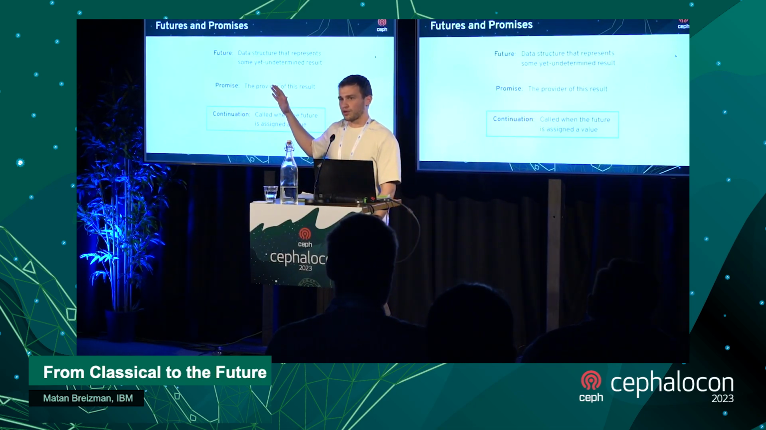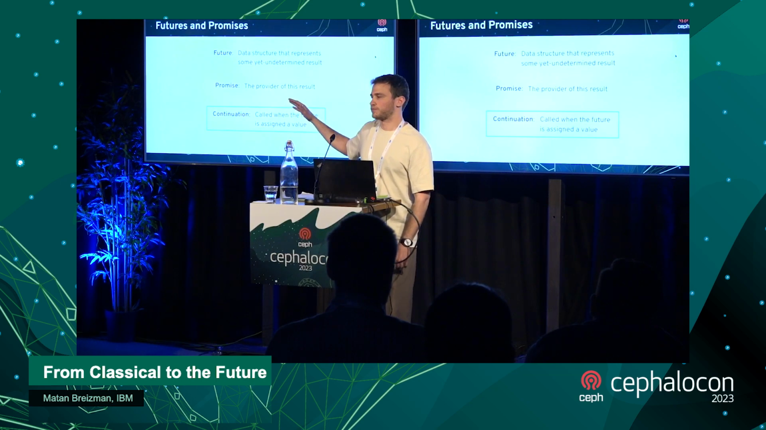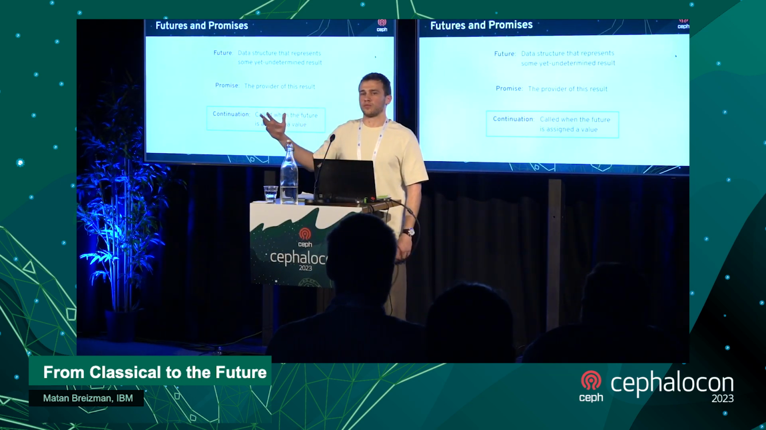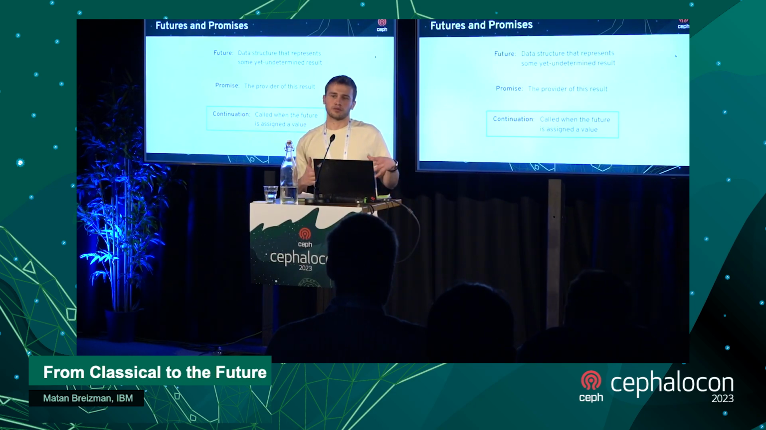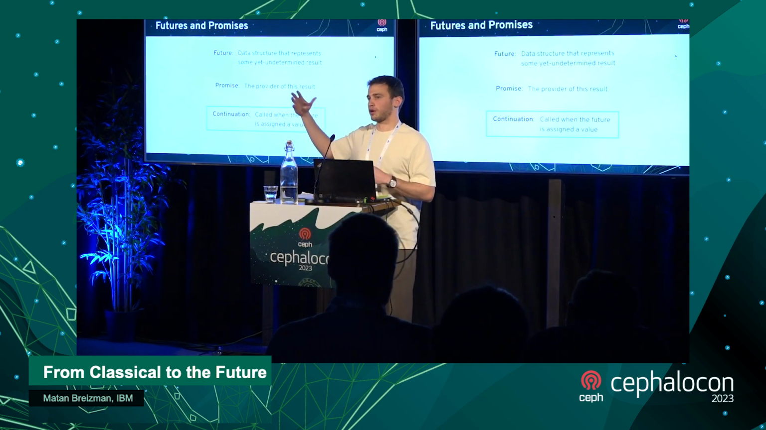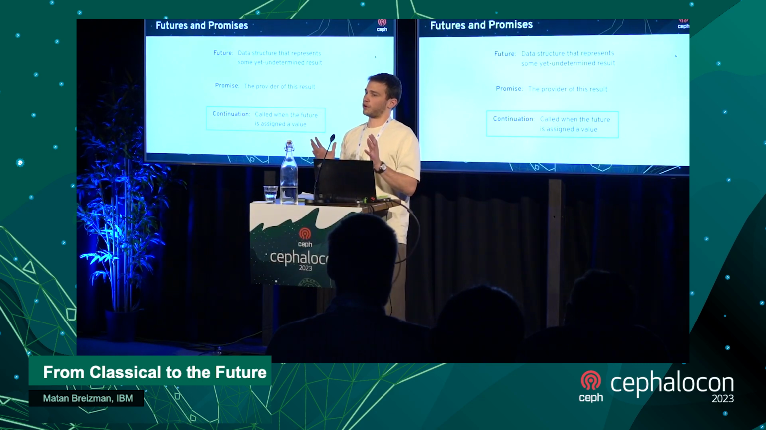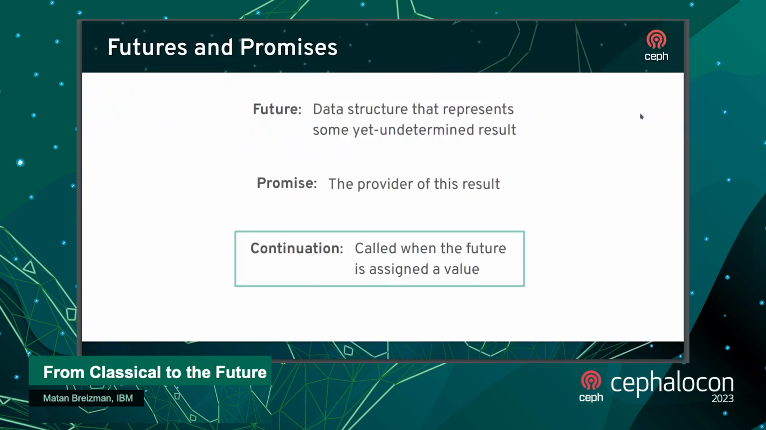So we've seen futures, we've seen promises. Now it's time to actually make use of them. How we usually make use of futures and promises is by chaining continuations on top of them, as I said earlier. A continuation is usually a block of code for the C++ developer. Here it's most usually a lambda expression that is called when the future is assigned a value.